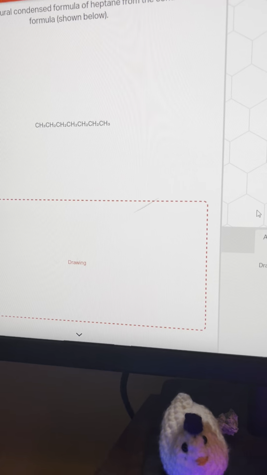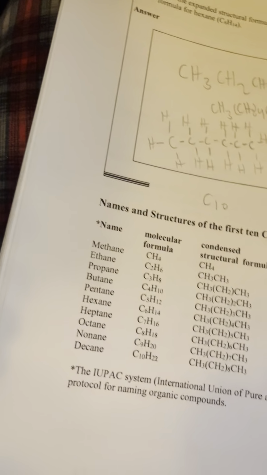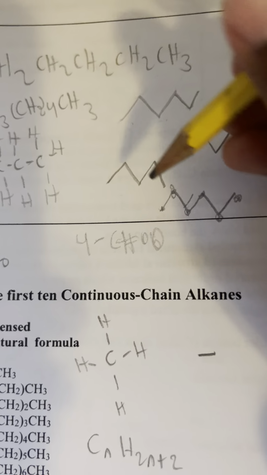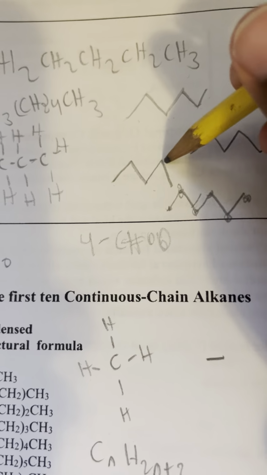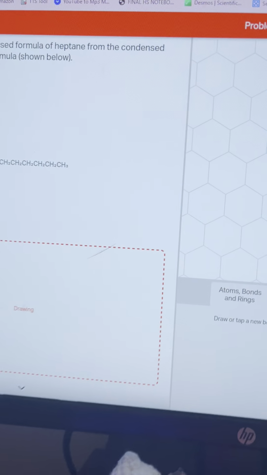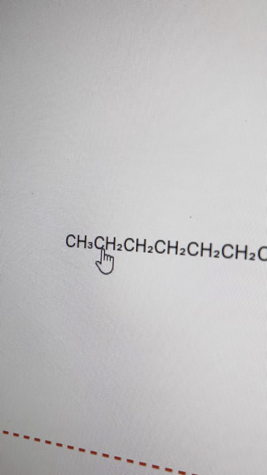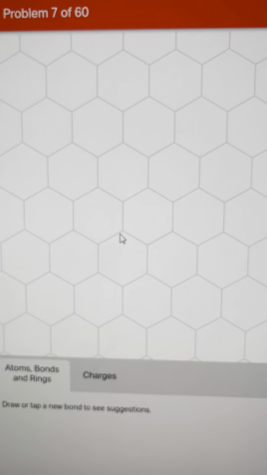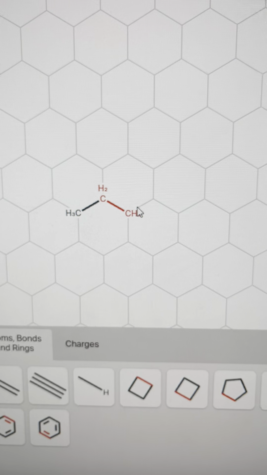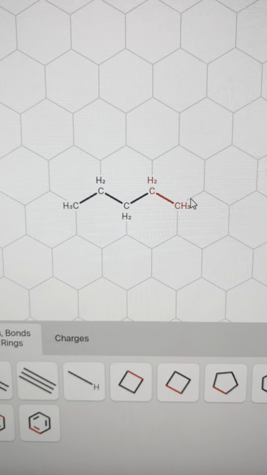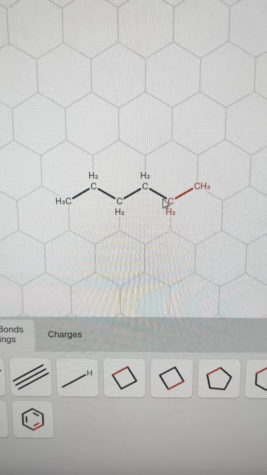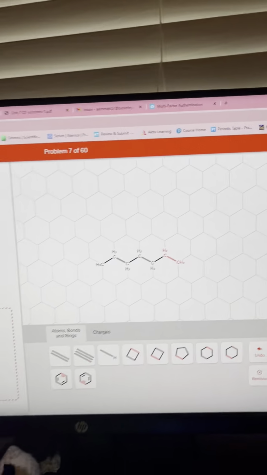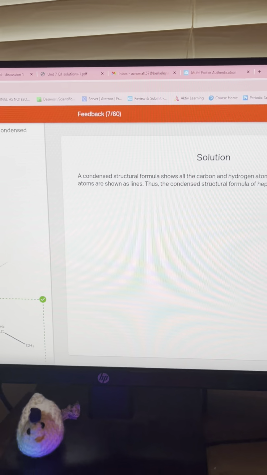All right, next. Remember how we draw the line formulas? Remember, each of these is just a carbon. So we have heptane. Heptane is 7, or you can count it from here: 1, 2, 3, 4, 5, 6, 7. Correct. Now we just do this for a while.